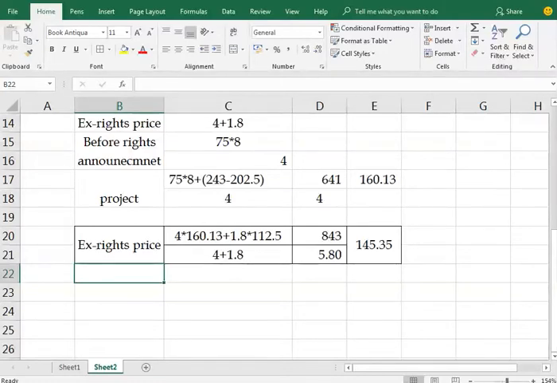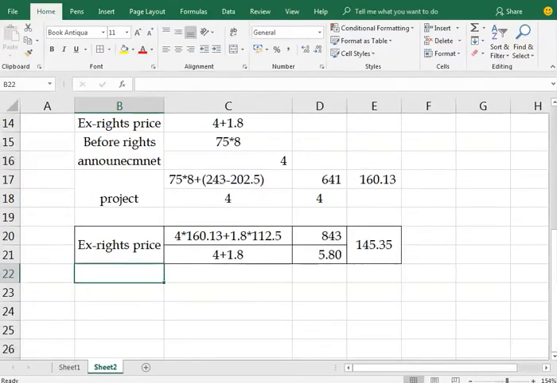Only some of the concepts I've discussed are getting used here. A major chunk of it will be used in mergers and acquisitions and valuation, when I do it in detail. Any doubts on this? So 145.35 is going to be the post rights price. Before the project is announced, the price is 150. After the project is announced, the price is 160, and the moment the rights issue is completed, the price will be 145. The jump is because of a positive NPV.